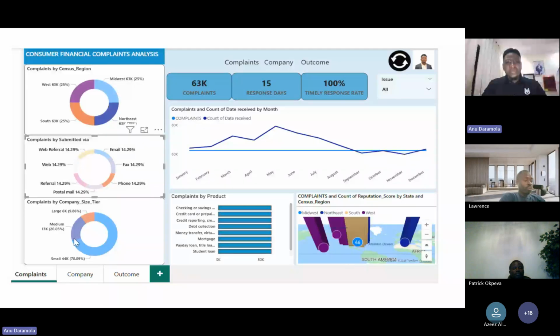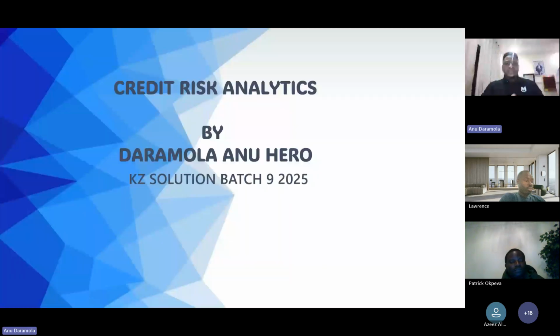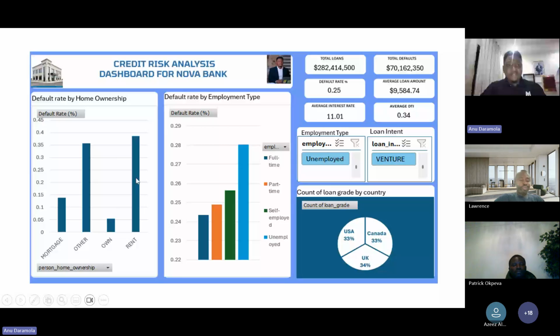I will move from here. I'll go to the other data that talks about the credit risk analysis. And from what we have here, this is trying to show how different groups of people, what their attitude is to credit, to loan, the default rates, and all that.